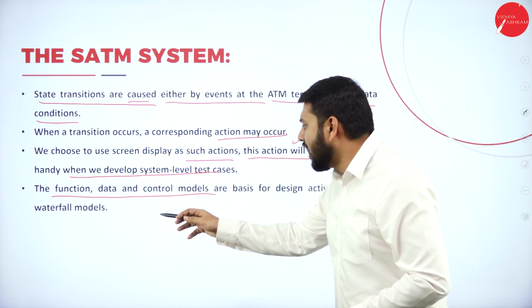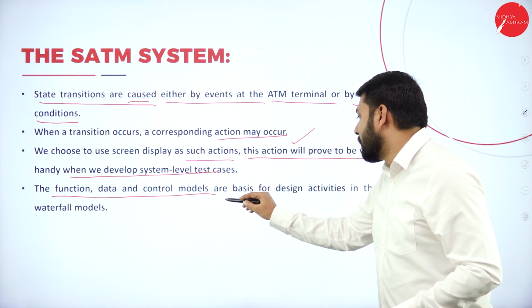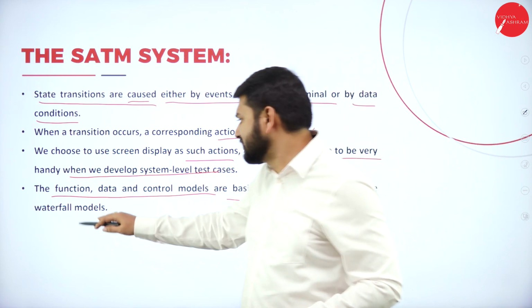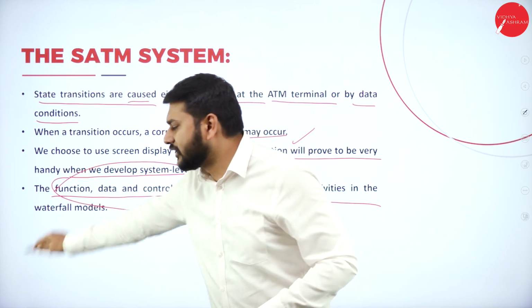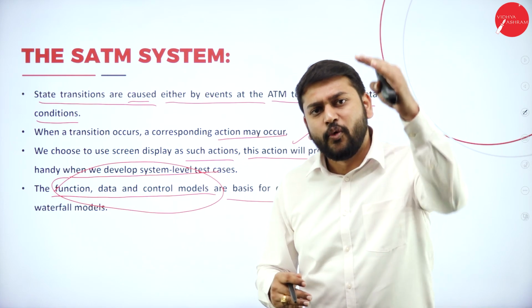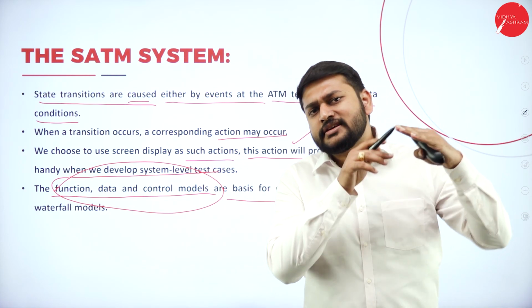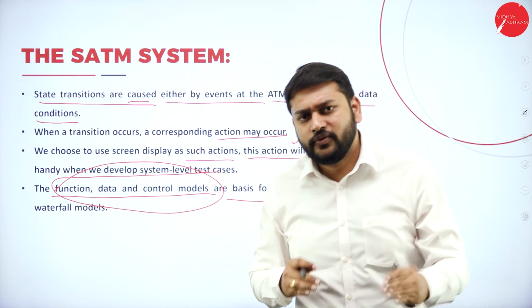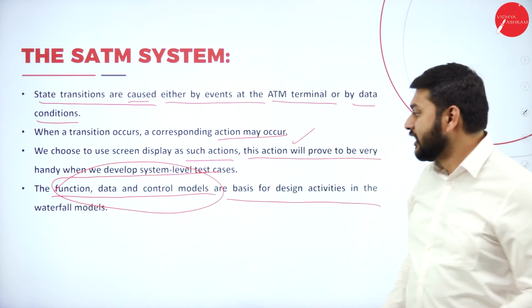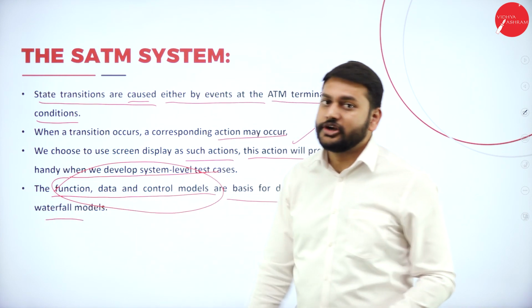Data and control models are the basis of design activities in the waterfall model. All these three points are the design activities. You remember the waterfall model: the first one is requirement, the second one is design, and the third one is coding. So all these things will come under the design activities in the waterfall model. That's what you need to remember here.